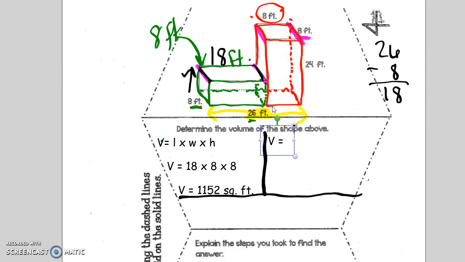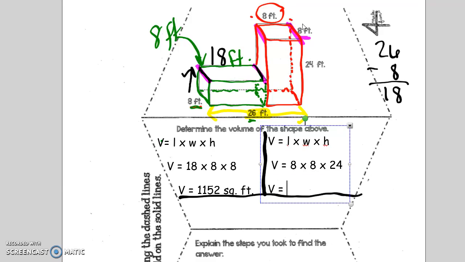The volume of our red prism, we're going to use the formula length times width times height. All right, the volume of our red prism, our length is 8 feet. We can see that here. Our width is 8 feet times 8 times the height of 24, not 234. There we are. So the volume of our entire red prism is 1,536 square feet. Whew, that's a big guy.